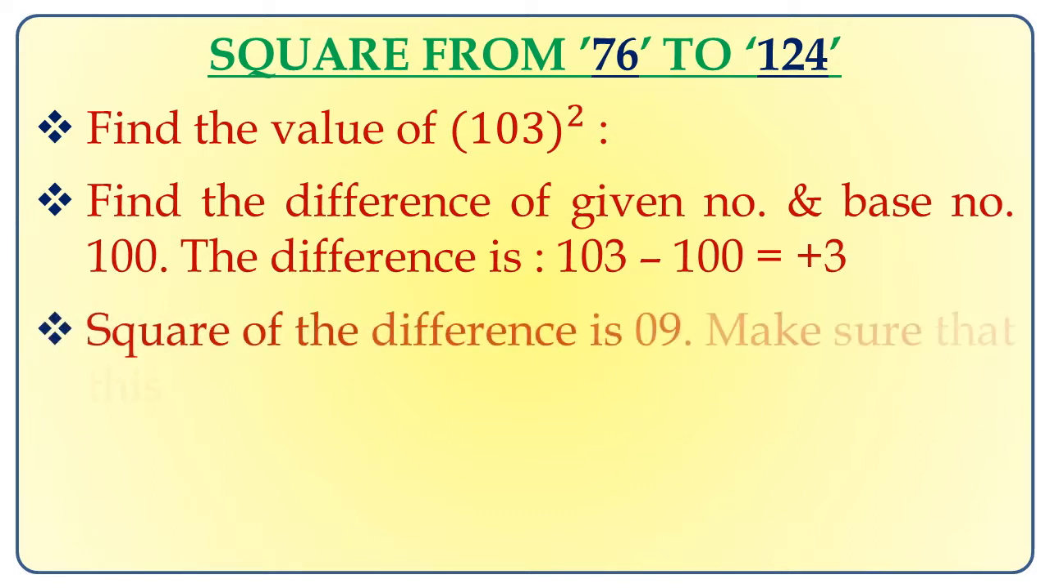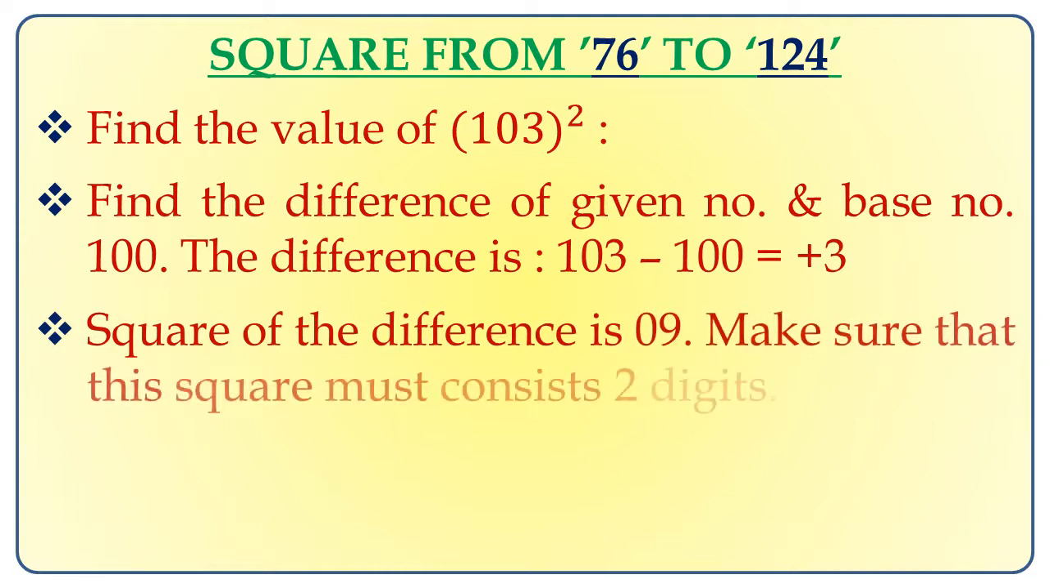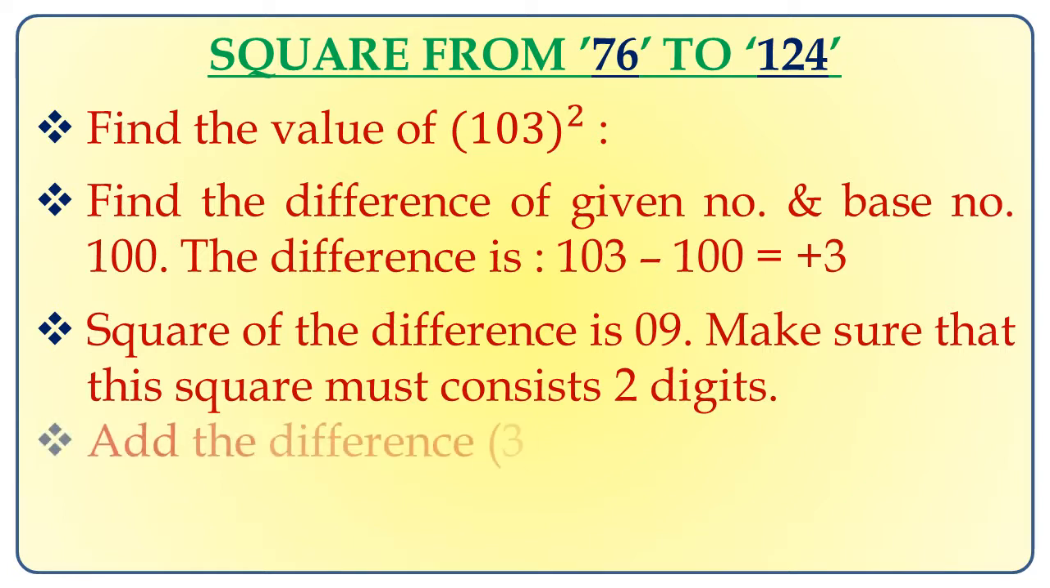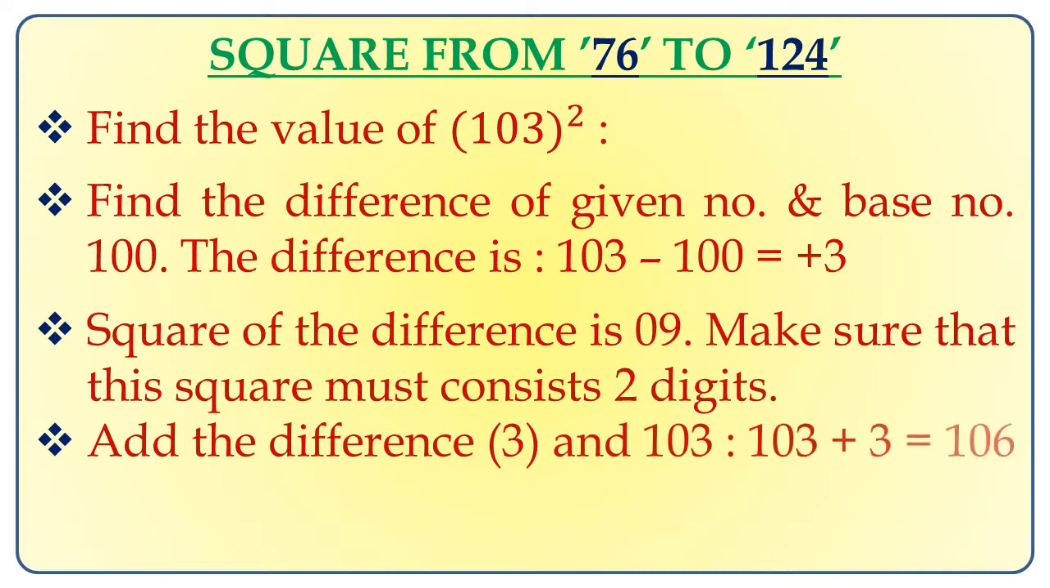Now find the square of this difference. So plus 3 square is 09. Again it should be a 2-digit number. We know that 3 square is 9, but we have to put 0 here. So 09 is the answer, the last 2 digits of the answer.